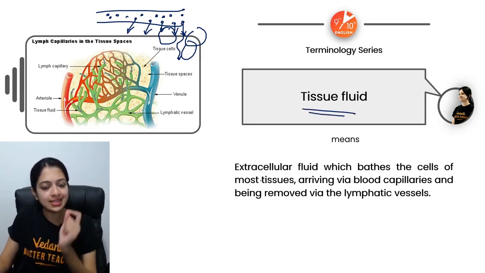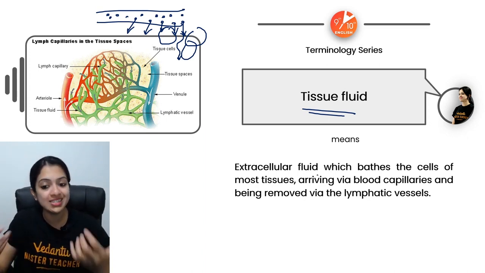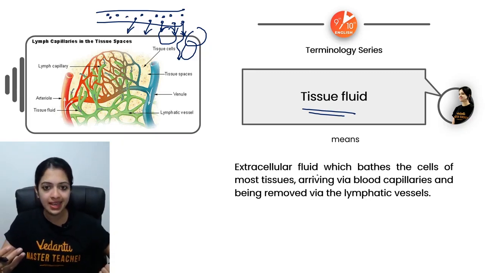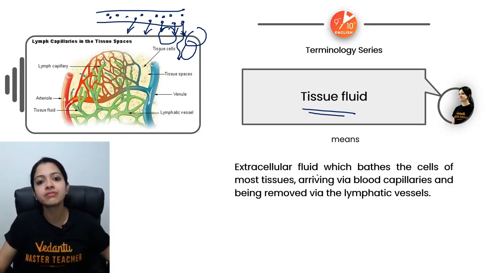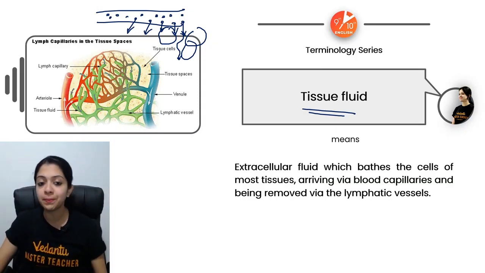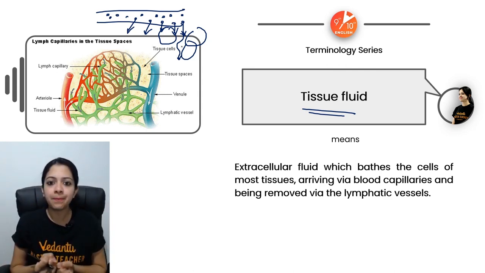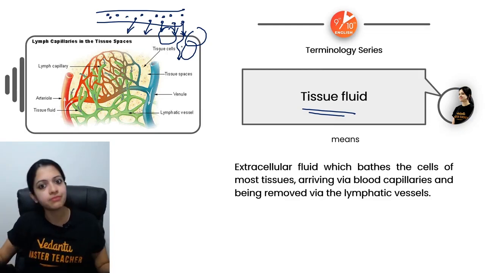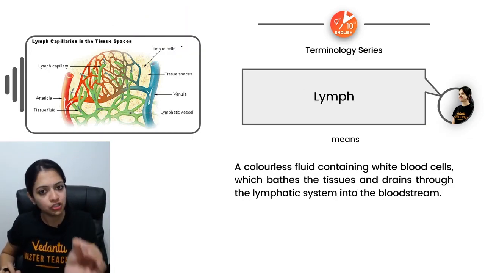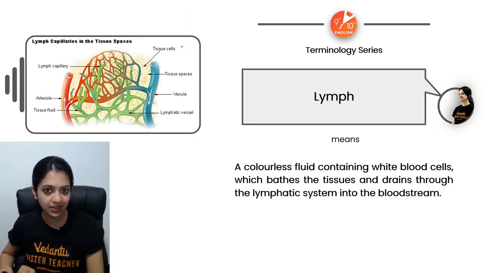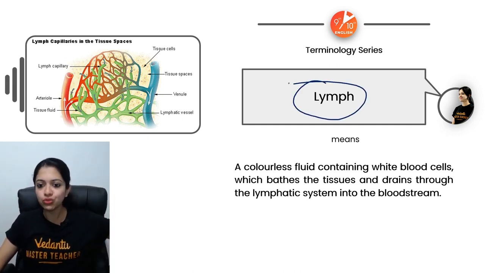We can describe it as the extracellular fluid which bathes the cells of most tissues, arriving via blood capillaries and being removed via the lymphatic vessels. So what are lymphatic vessels doing here? Lymphatic vessels are those vessels which collect all this tissue fluid and take it up within a different set of vessels, the lymphatic system. That's about it. So this is what lymph is. The same tissue fluid, once it enters into lymphatic vessels, we give it the fancy term lymph. That's it. So blood, tissue fluid, lymph.